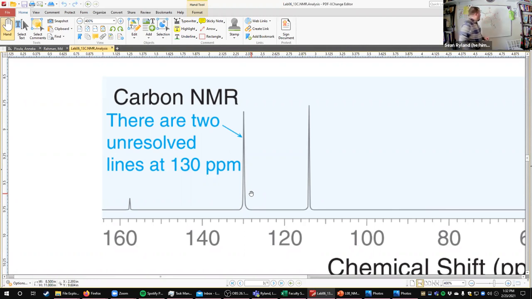And so this is where carbon NMR is really, really helpful, because with the proton NMR, all of our aromatic stuff is so close together. Sometimes we can't tell the signals apart from each other. But with the carbon NMR, it makes it really clear. So that one can't be meta relative to each other, because that would give us six unique carbons, right?